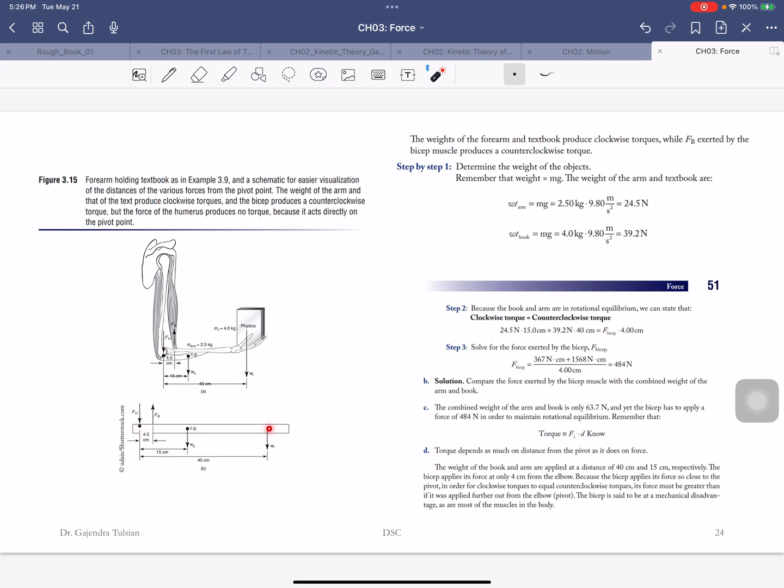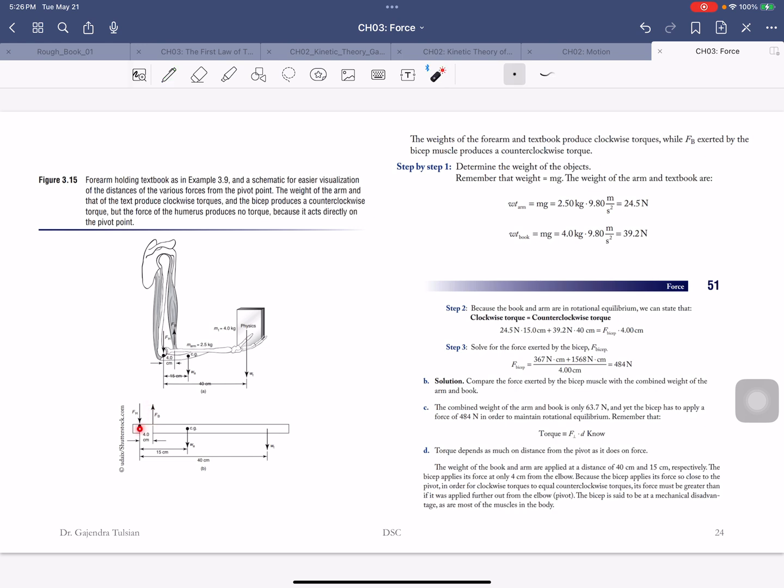If a force makes an object rotate clockwise, that's taken as negative torque. And if a force makes the object rotate counterclockwise, that's taken as positive torque. So the bicep is going to rotate it counterclockwise. This is clockwise torque.